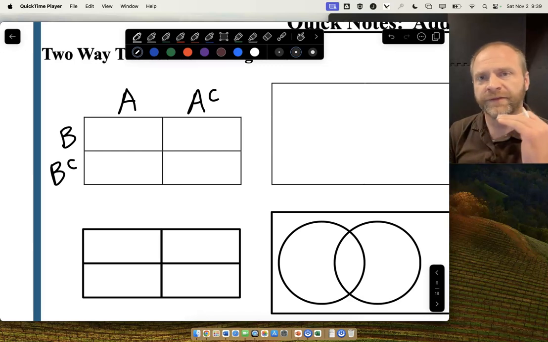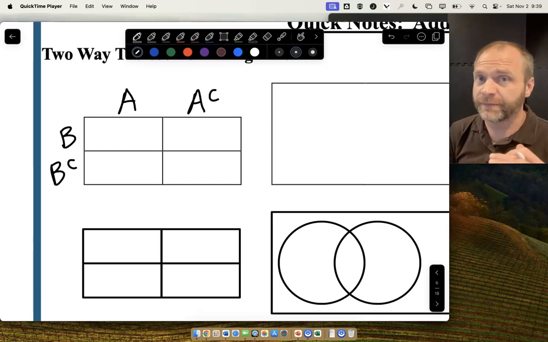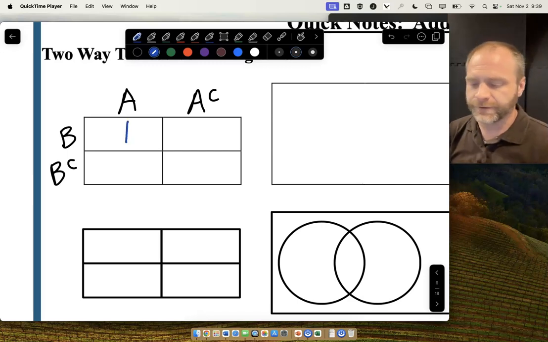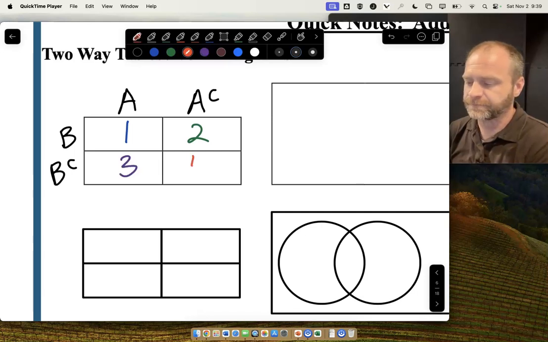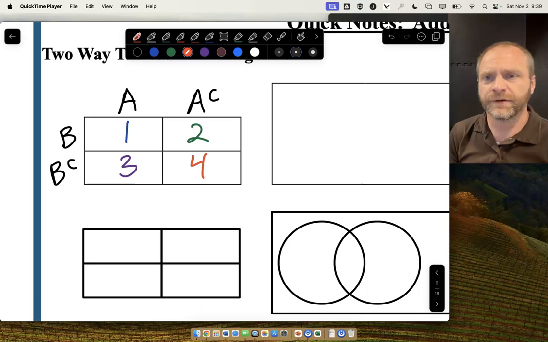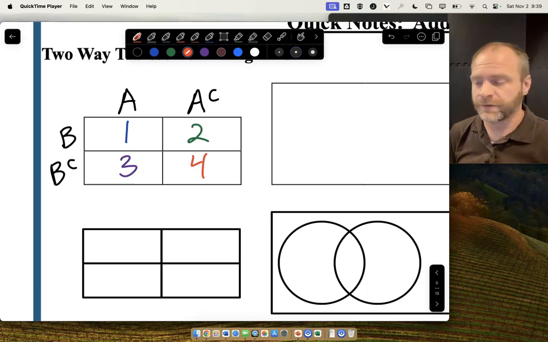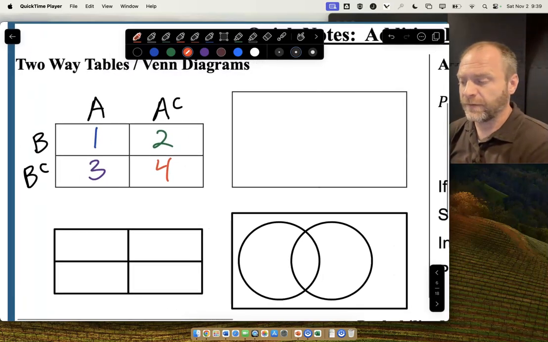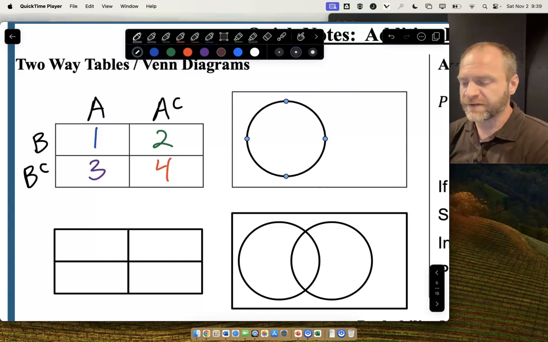One row is the row of the event happening, the other row is the complement of that event, and same with the columns. And so what I'm going to do right here is put the number 1 here, the number 2 here, the number 3 here, and the number 4 here, just to help us label the cells in that table. So when we do the two-way table and we convert it to a Venn diagram, which is what I'm going to do right now, I have my one circle, I have my other circle.